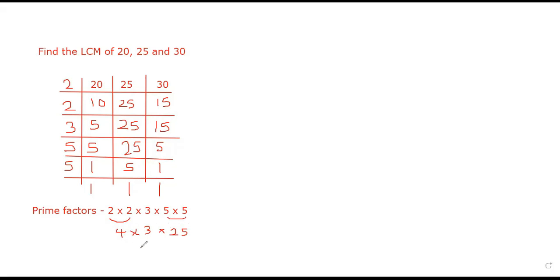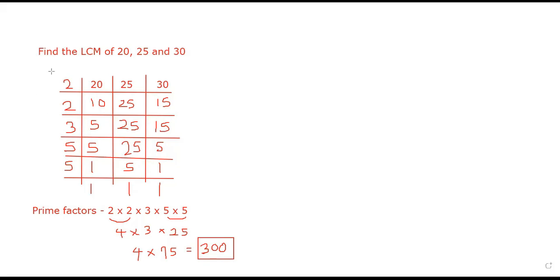So I'm going to put my multiplication sign. Here I have 4 times 75, so that is going to be very easy for me. 4 times 75 is 300. So 300 now becomes the LCM. As you can see, 300 becomes the LCM. Okay, so this is very simple.